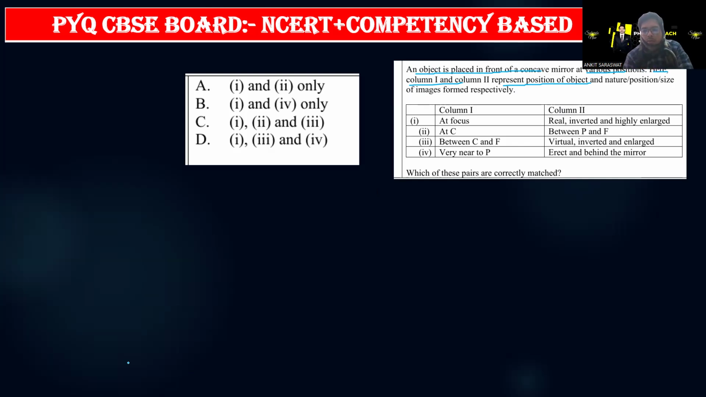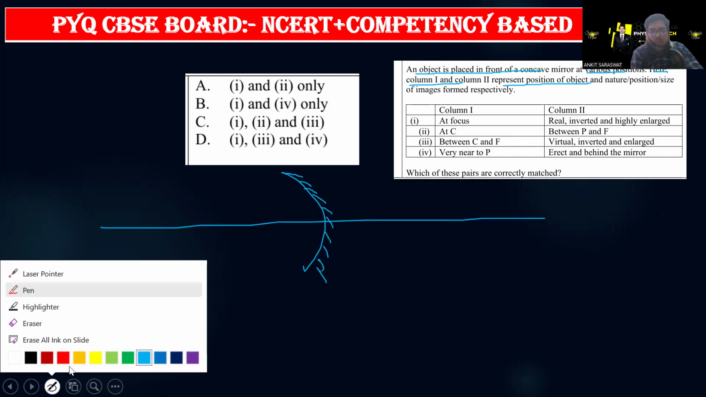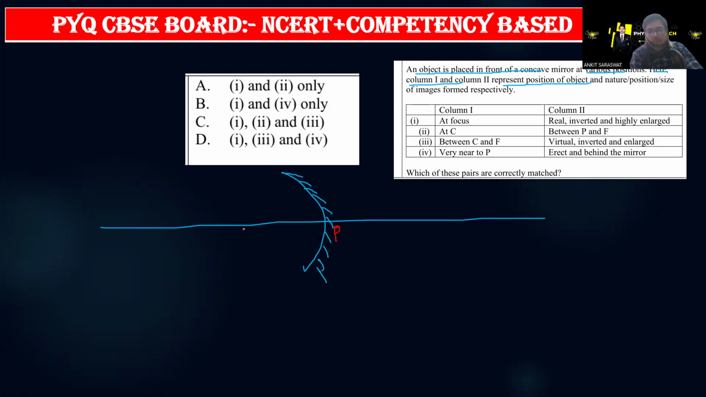If you know, at the center of curvature, I will discuss this quickly. This is a concave mirror. In case of a concave mirror, this is the pole, this is the focus, this is the center of curvature. So if an object is placed at the center of curvature, its image will be formed at the center of curvature, the same size as the object, like this. Clear?